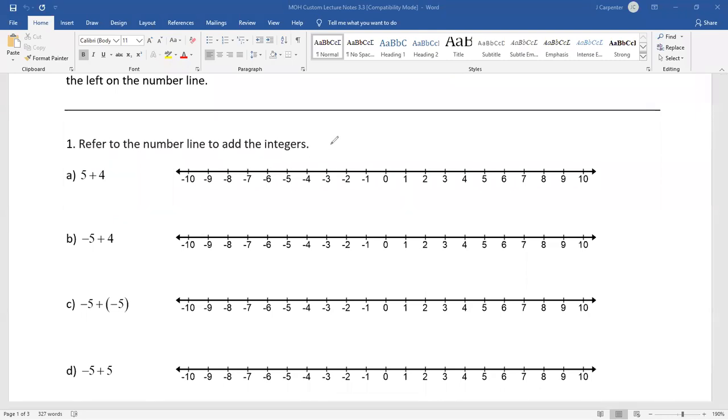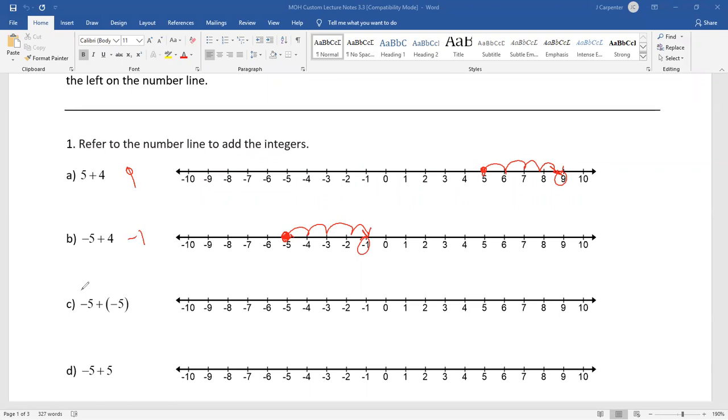All right, so 5 plus 4 was 9. I'll put that back up. 1, 2, 3, 4. And then the negative 5 plus 4, 1, 2, 3, 4, was the negative 1.